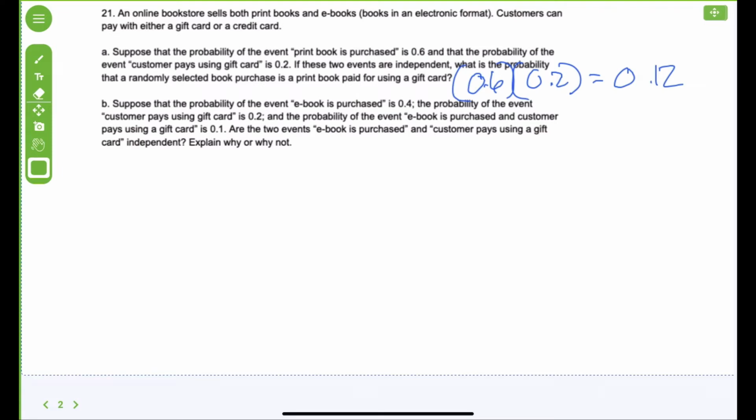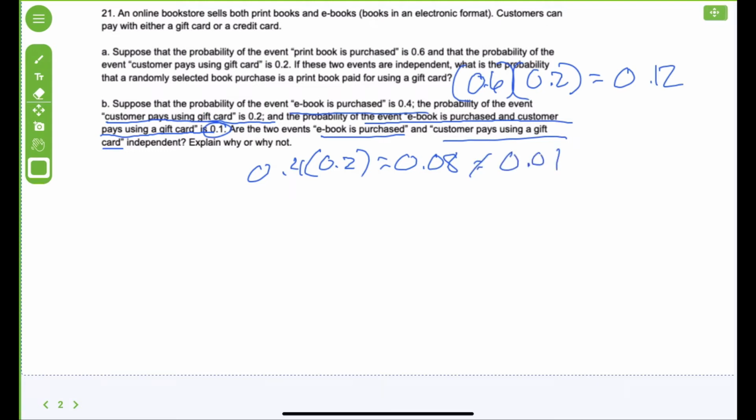Okay, so we would multiply. It is purchased, so that's 0.4. We get that right here. Customer pays using a gift card is 0.2. So we would multiply that together, and that would give us 0.08. Okay, so the probability of the event is purchased with a card and customer pays with a card is 0.1. So that's not the same. That is not equal to 0.08. So we would say that these are not independent.